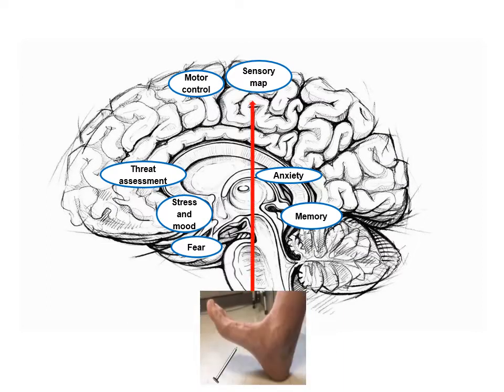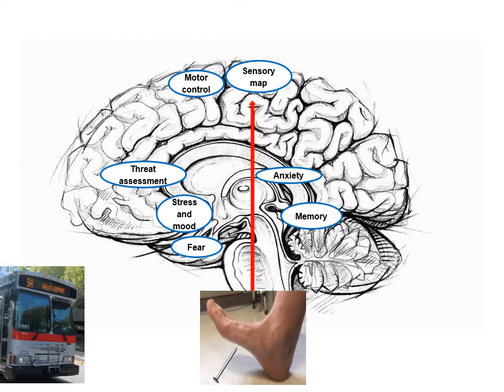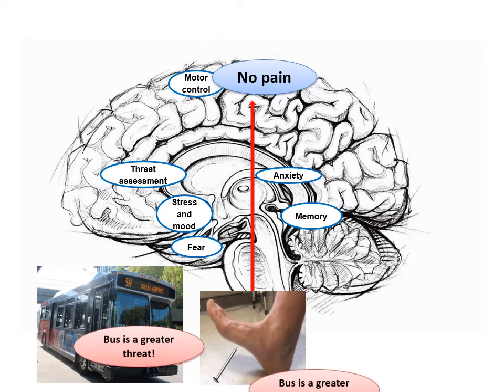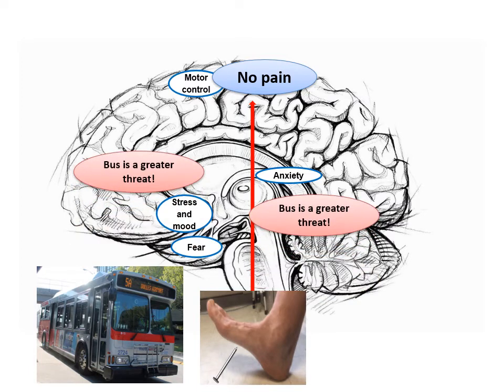A person steps on a nail, but this time they happen to be in the middle of the road and a bus is about to hit them. Will that person still feel pain? The pain neural signature might not activate the sensory cortex to create pain in this situation because of the greater threat of being run over.